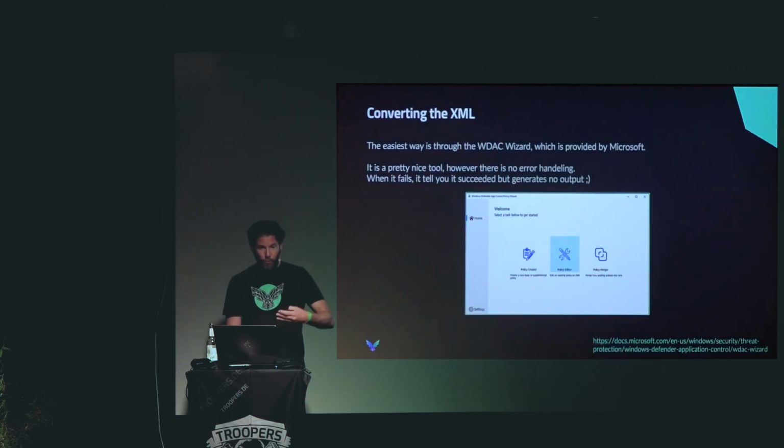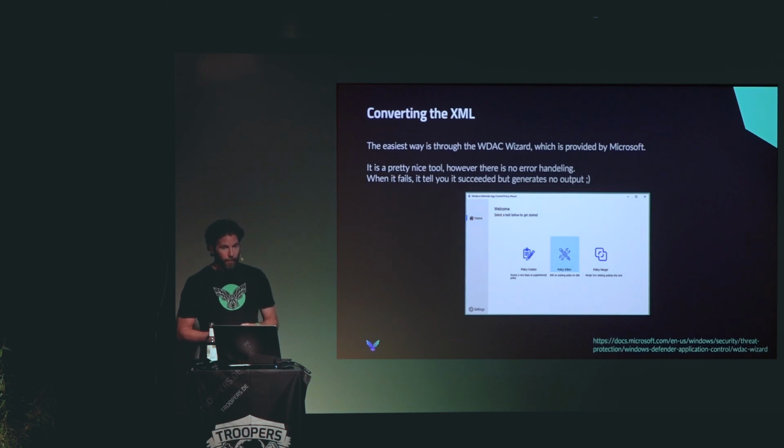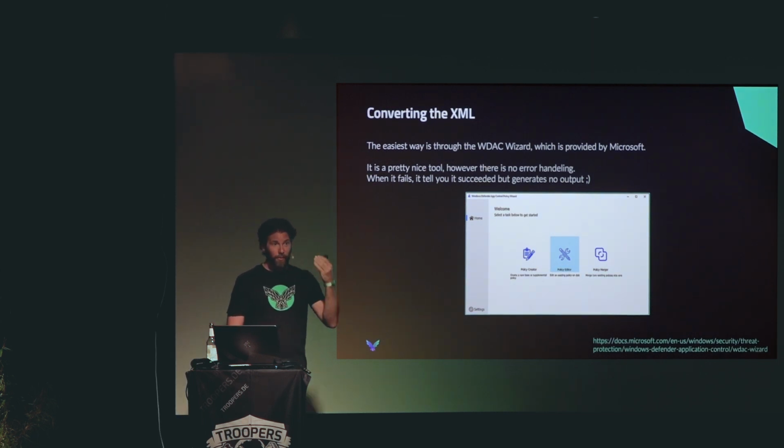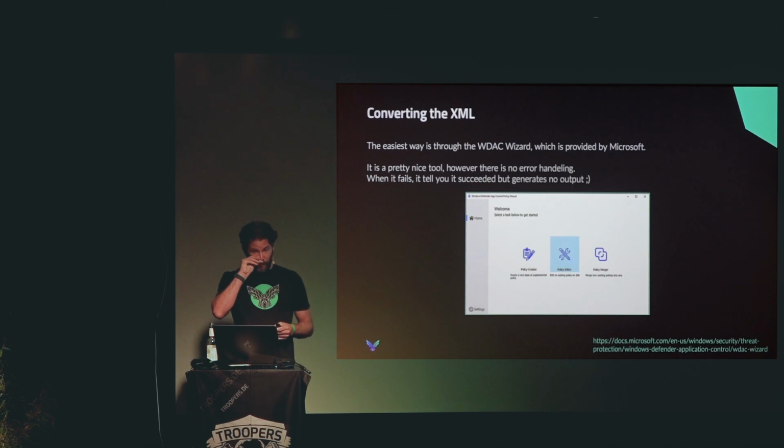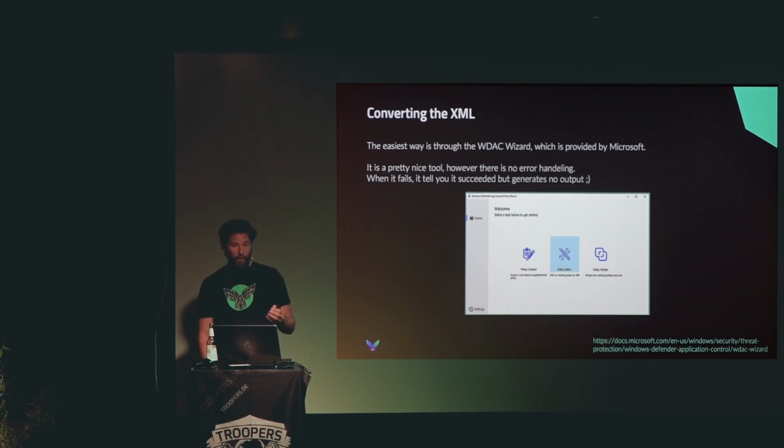And then you need to convert that XML to a policy file, which is a binary object. So the easiest is with the wizard. You can just click through it, it generates it, it gives you a GUID-named binary file. You drop that in the Windows folder, you reboot or refresh the policy, and it's done.